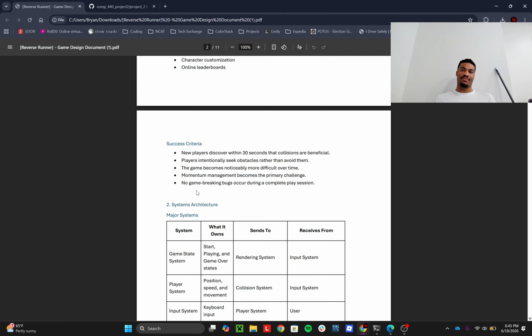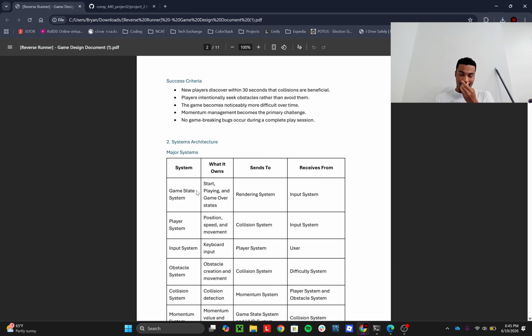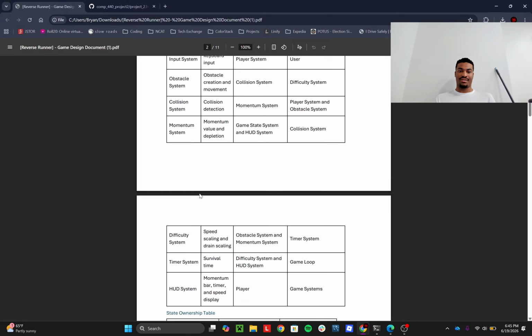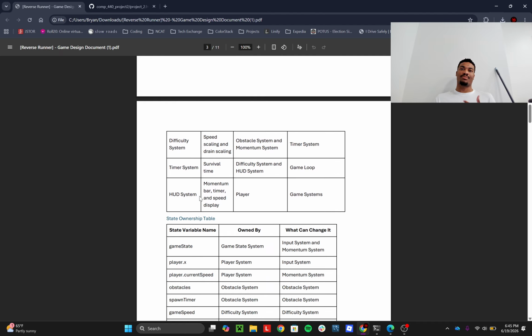Now, the success criteria was that, like the last game, the players would quickly learn the genre subversion and intentionally seek collisions. As for the major systems, we have the player system, the obstacle system, the collision system, the momentum system, the difficulty system, and the UI system. The most important relationship is between the collisions and the momentum. Instead of the usual collisions causing damage, collisions increase our momentum in this game, and this architecture design directly supports the genre subversion that was assigned to me.